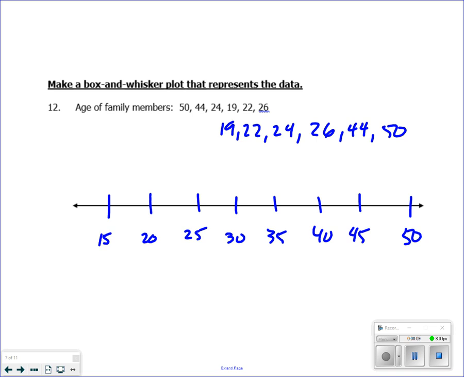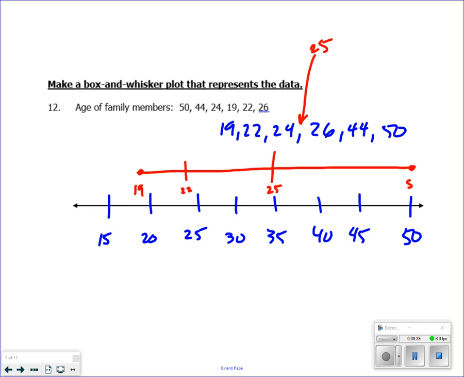Smallest number is 19. So I'm going to put a dot here about where 19 would be located. Largest number is 50. So there's my line going across. Now I need to find the median. The median in this particular question is 25. So there's the median, 25. What is the median then of the lower half of this data set? 22 is the median of the lower half. So here's 22. Here's 25. This one's 19. This one's 50. And then the median of the upper half would be 44. And then that's the box.